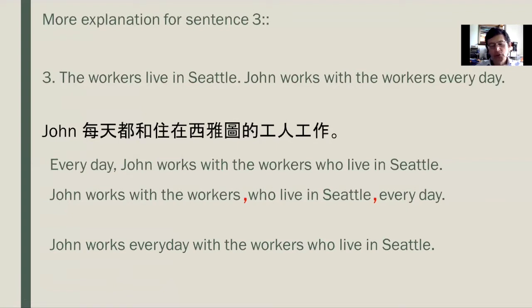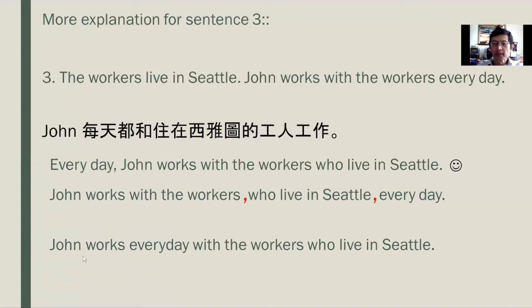So to try to summarize my point here, this is a good sentence because it's very clear. Every day, John works with the workers who live in Seattle. It's also probably easier for you to understand because in Chinese, as you know, the time comes before the verb. So if you know to put time here first, 每天, every day, then the sentence will be clear.